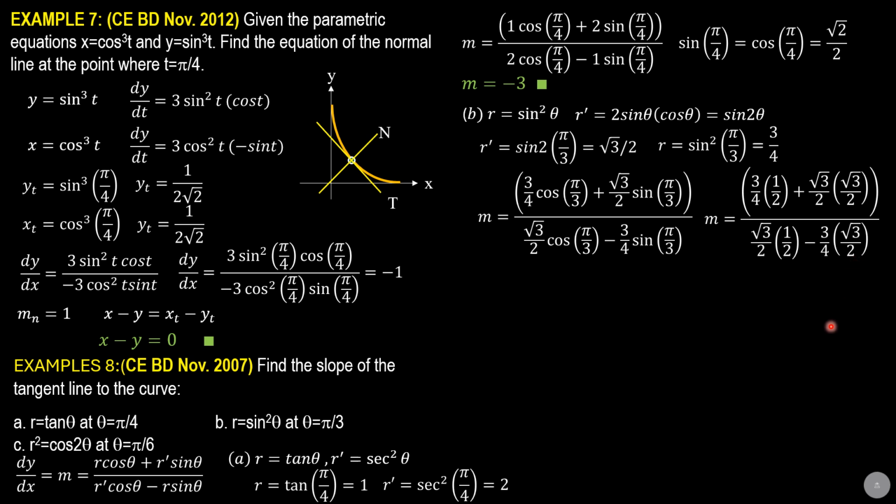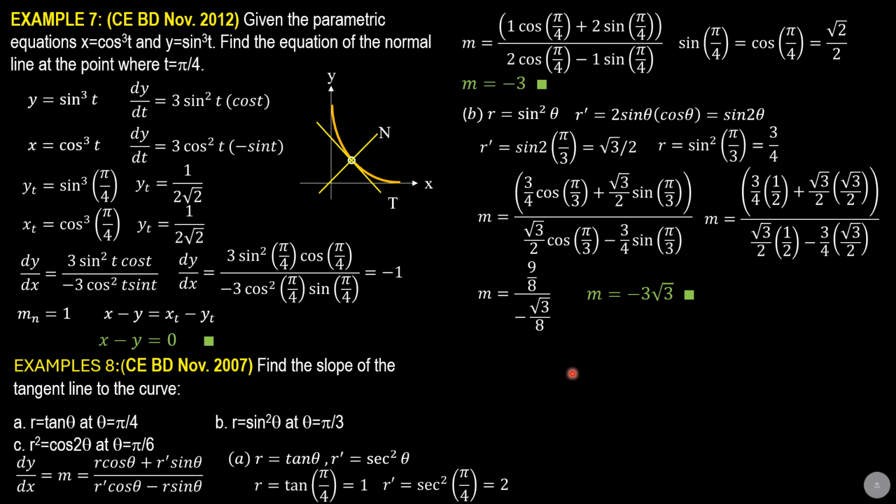So using your calculator, the numerator is 3/8 plus 3/4, so 9/8. The denominator is square root of 3 over 4 minus 3 square root of 3 over 8, and that is equal to negative square root of 3 over 8. So m is 9/8 over negative square root of 3 over 8. Cancel 8, so that's negative 9 over square root of 3, which simplifies to negative 3 square root of 3.